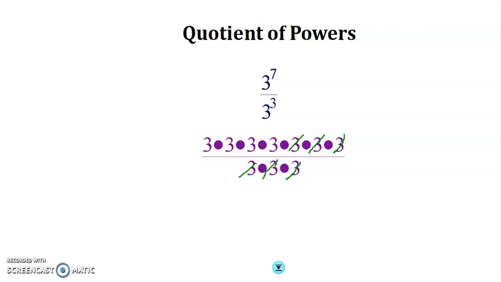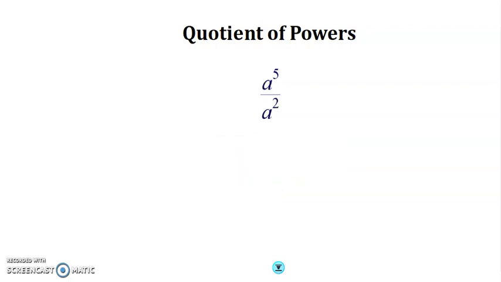And what are we left with? We're left with 4 factors of 3 in the numerator. So that's just 3 to the 4th power. And again, we'll come back to that example. Let's take a look at another one.